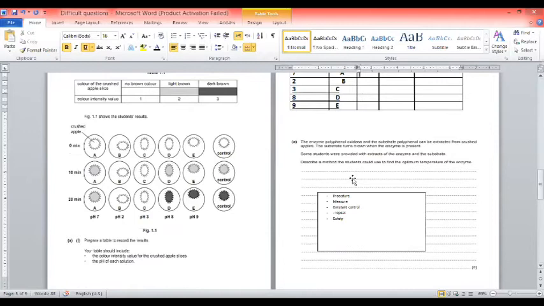In this question, again, he is asking you about an investigation. The enzyme and the substrate polyphenol can be extracted from crushed apple. It turned brown when the enzyme is present. Some students were provided with extracts of the enzyme and substrate, and they need you to describe a method that the students can use to find the optimum temperature. What is the optimum temperature? Is the temperature at which the enzyme is acting at the peak, the highest rate.